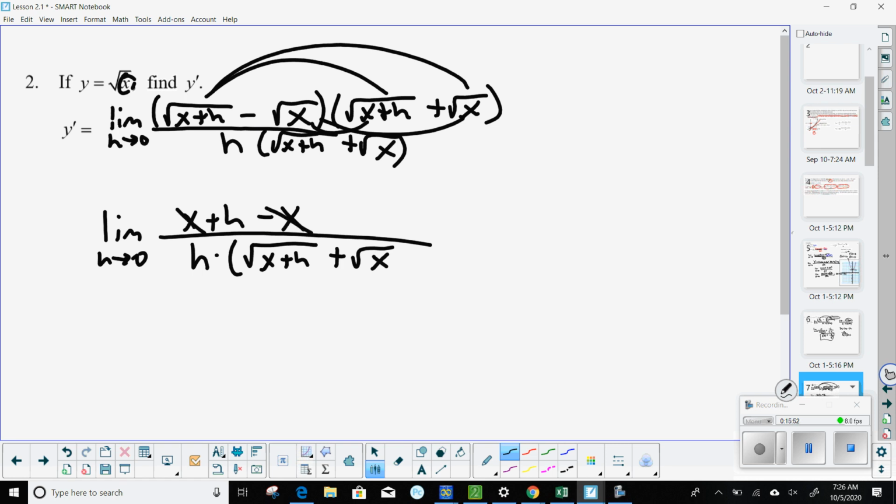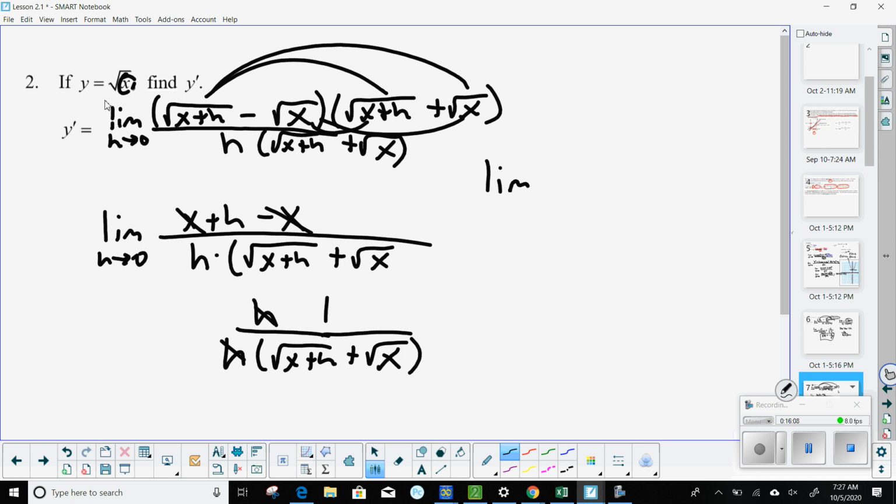Well, that leaves me with a factor of h. So now I have h over h times the square root of x plus h plus the square root of x. And now I can cancel out those h's. So I'd have a 1 up there on top. So now I have the limit as h approaches 0 of 1 over square root of x plus h plus the square root of x.